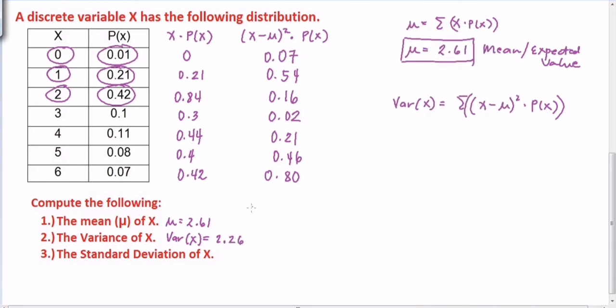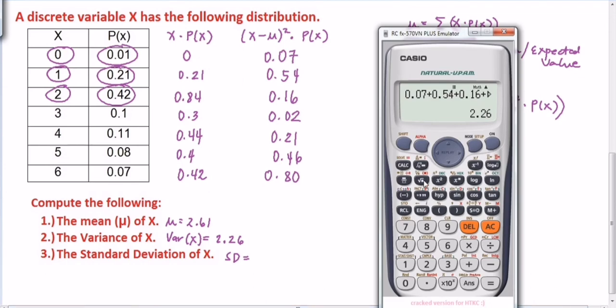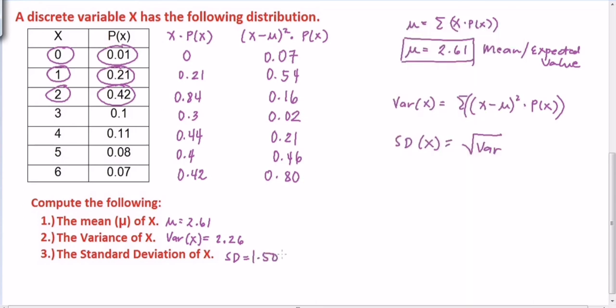Ayan. And then, to get the standard deviation, ang standard deviation of x, guys, ang gagawin nyo lang, i-square root nyo lang yung variance. So, kung ano mang nakuha yung variance, square root nyo yun, that would be your standard deviation. So, ang standard deviation dito, square root ko lang yung 2.26 na nakuha natin na variance. And then, you press equals, ayan. So, the answer is 1.50. So, the standard deviation is 1.50. So, that is how you get the mean, the variance, and the standard deviation of a discrete random variable distribution.